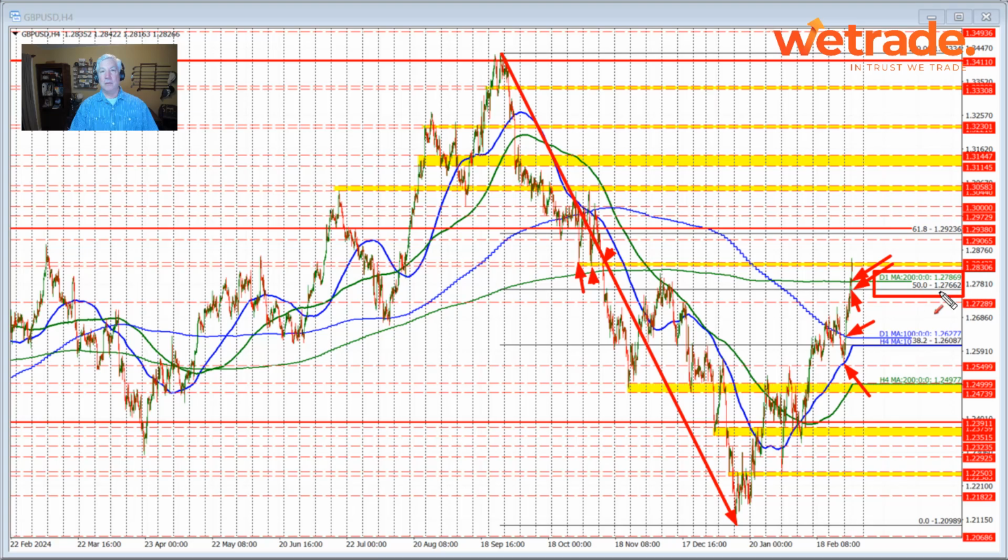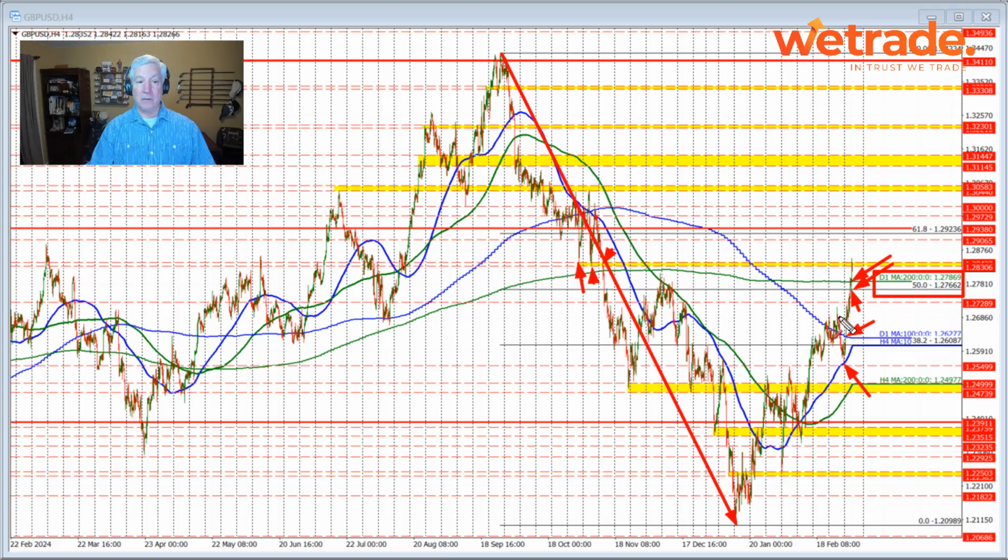It would take a move back below the 50% retracement to dissuade the buyers from the upside bullishness that we're seeing in this pair. But the key break of the 50% and 200-day moving average in trading here today keeps the pound versus US dollar a bullish bias. You can't ignore that.